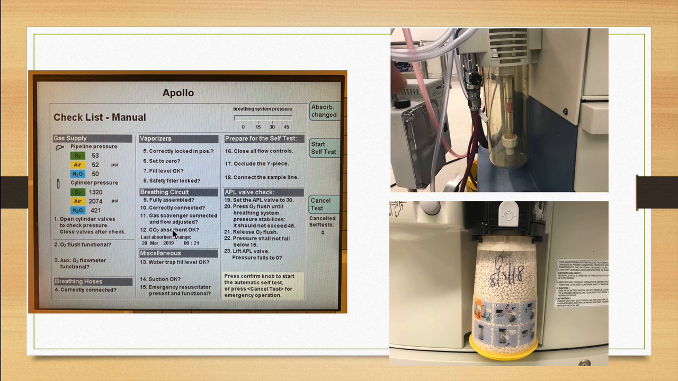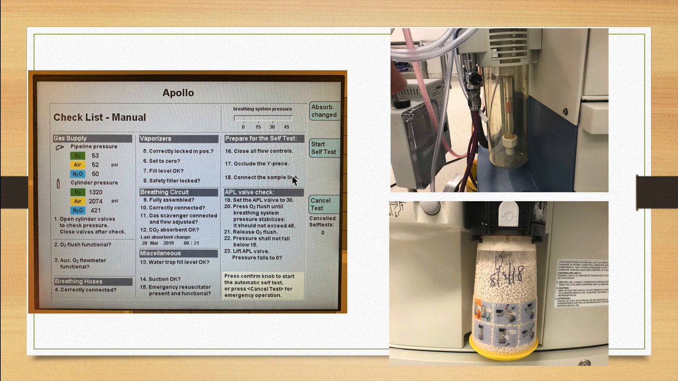Okay, steps 11 and 12. Read, is the gas scavenger connected and the flow adjusted? And that can be found here on the left side of the anesthesia machine. And you'll notice this little orange nubbin with these two black lines. And if the gas scavenger is functioning correctly, this little ball, this little orange nubbin will sit between these two lines.